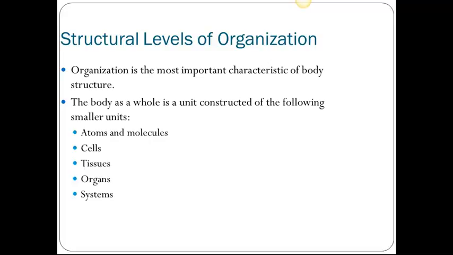Tissue is the organization of similar cells working together to form a function. Organs is an organization of different tissues. And systems is the organization of many different types of organs all working together to have a similar outcome.